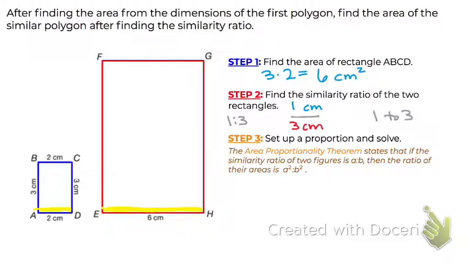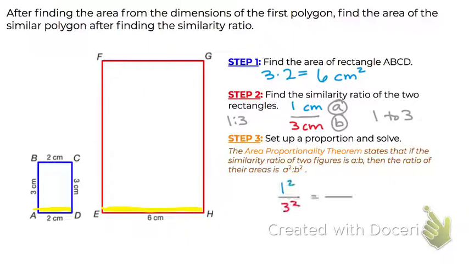So now we're going to set up a proportion to solve and find the area of that big red rectangle. So this area proportionality theorem states that if the similarity ratio of the two figures is A to B, or in this case 1 to 3, then the ratio of their areas is A squared to B squared. So if this is our A and this is our B, then we're going to change that to 1 squared and 3 squared.